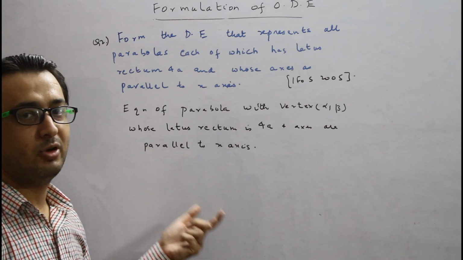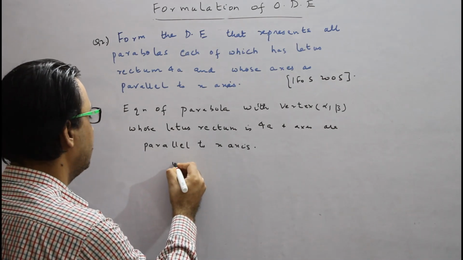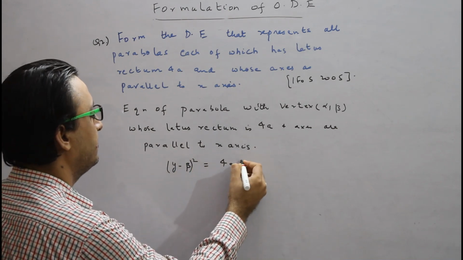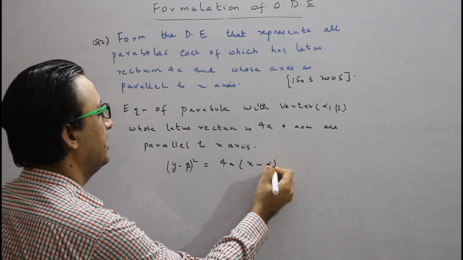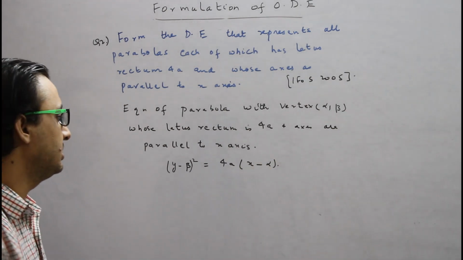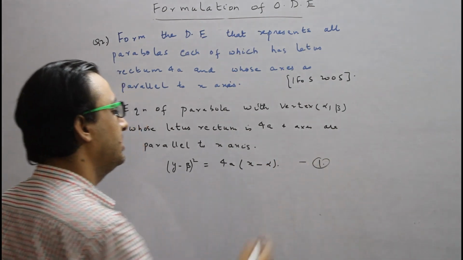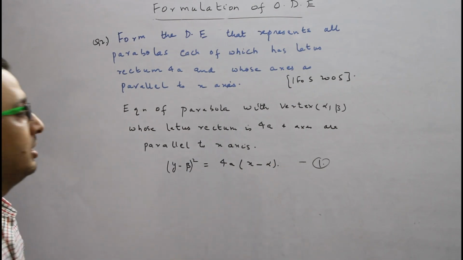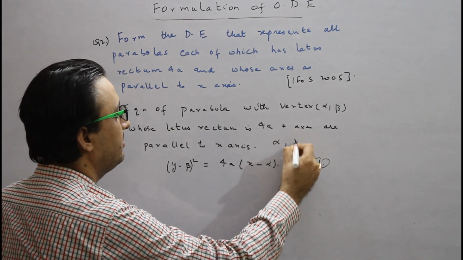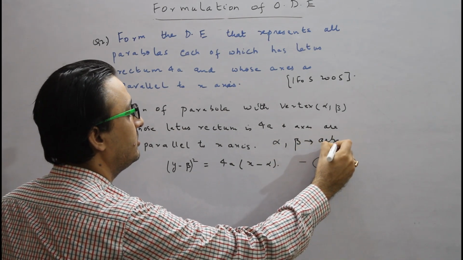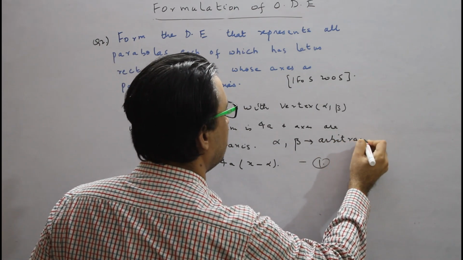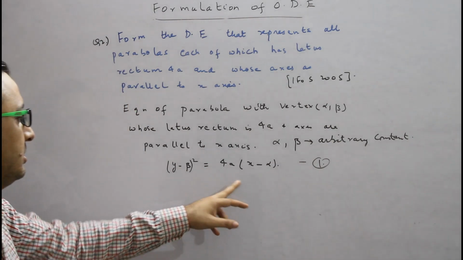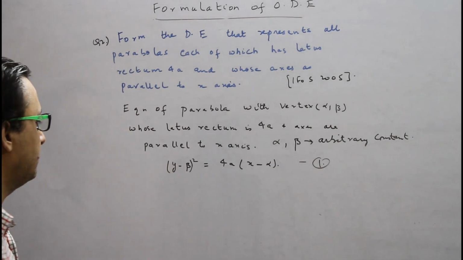First, our standard format is to write the equation. The equation will be (y minus beta) whole square equals latus rectum 4a into (x minus alpha), that is the vertex. So this is the first step. We have formulated the equation. Here alpha and beta are arbitrary constants. So we have to differentiate it twice to get the differential equation.